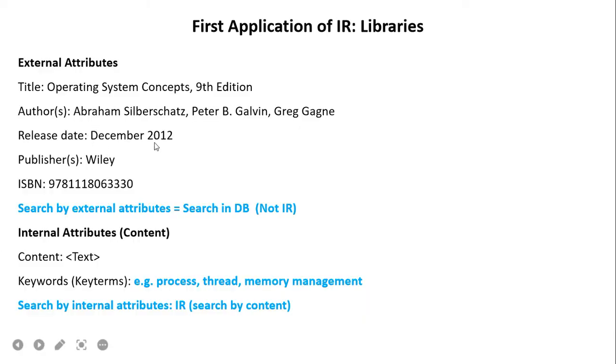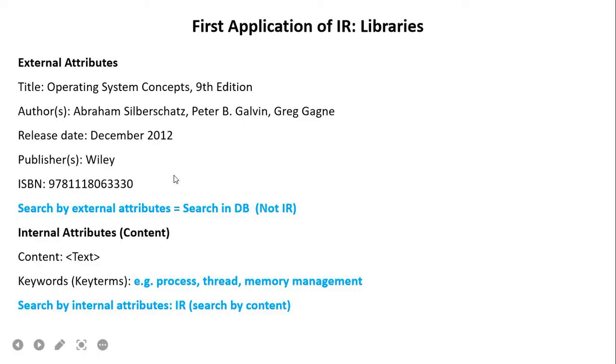What is the difference between a database and an IR application? For example, the first application of IR in libraries. Now for example, we are storing books. When we store the books, the external attributes are also there. For example, the title of the book, authors of the book, release date, publisher, ISBN number. When this data is stored in a table type structure, and we give a query by external attributes, at that time it is not IR but a DBMS application.